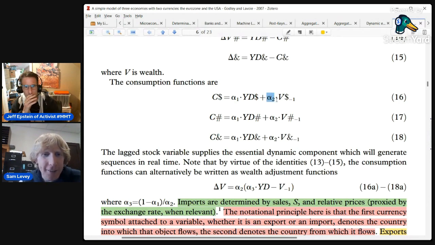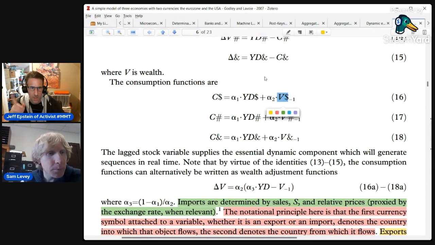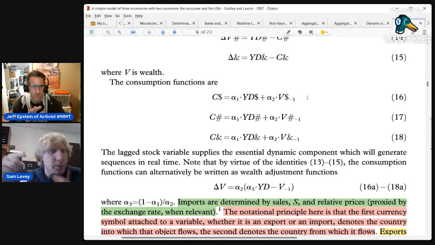So this one here, like you just said, is the propensity to consume out of wealth. If your wealth goes up by $1, how much does your consumption go up? Alpha 2 tells you that. And the -1 means one period back in time. As time keeps going, it's kind of like saying how much you spend right now is influenced by how much wealth you had last month, maybe.